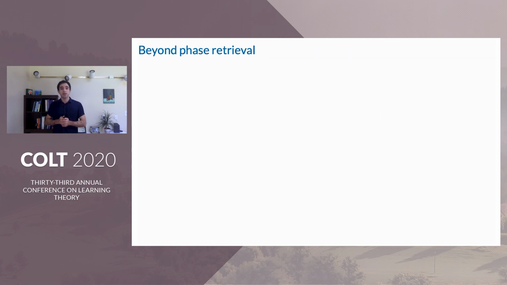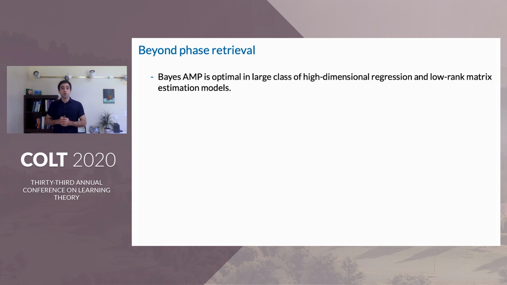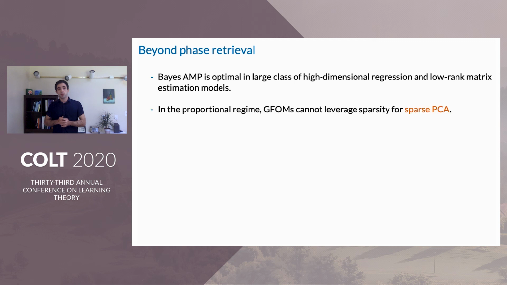Finally, I would like to emphasize that our results are much more general than just applying to the phase retrieval problem. In fact, we show that Bayes AMP is optimal among general first-order methods in a large class of high-dimensional regression and low-rank matrix estimation models. Another important application of these results is to sparse PCA. We show that general first-order methods cannot leverage sparsity in sparse PCA, and this is another problem in which gaps between what is possible information theoretically and possible in a computationally efficient way are conjectured to occur.